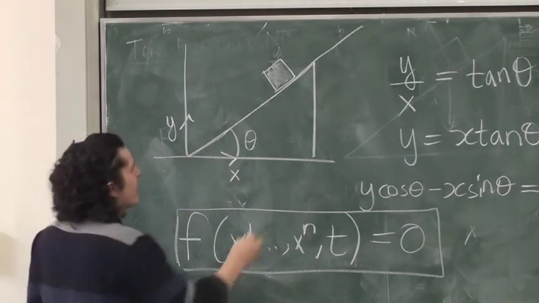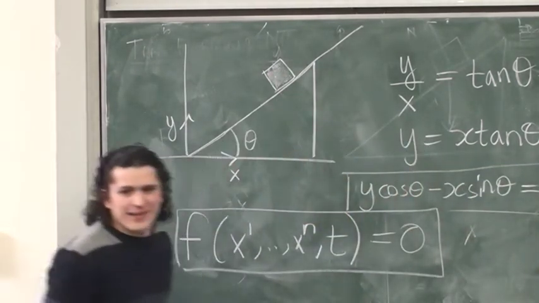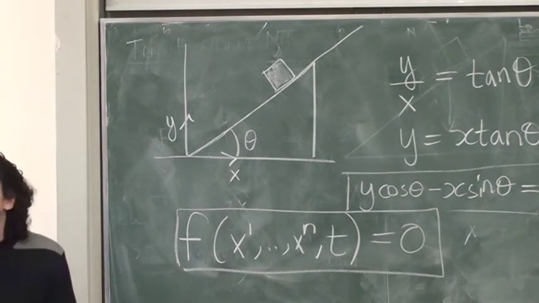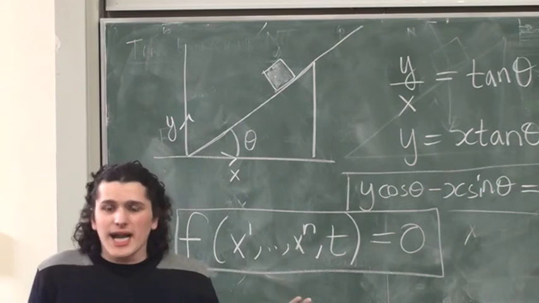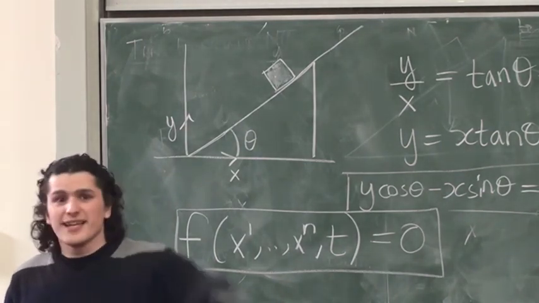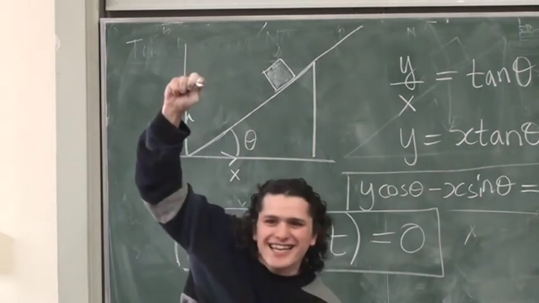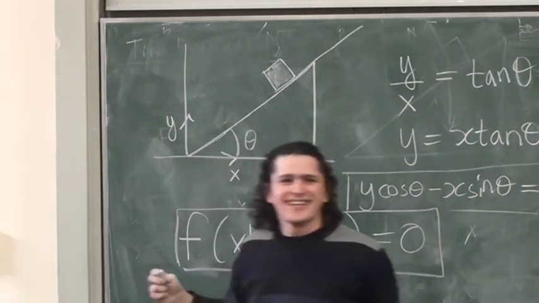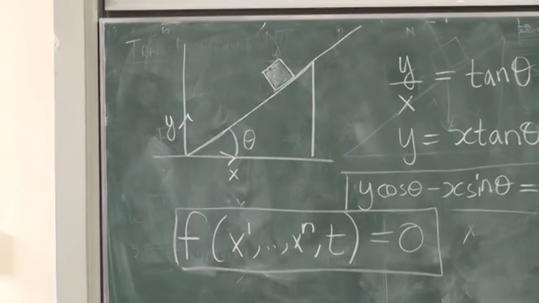So the question is: is this constraint, this equation, holonomic? Is it a function of the coordinates, but not the velocities, and possibly of time, equal to 0? Is that the form of the constraint? Yes. Come on, guys. Yes. Let me hear you.